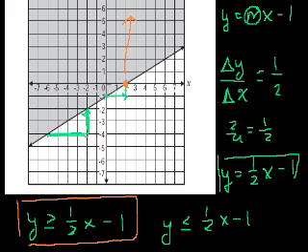And a very easy way to eyeball it is, okay, they're including the line, so I'm going to have the equal to. It's going to either be greater than or equal to, or less than or equal to. And since it's the area above the line, it's going to be greater than or equal to. And that is choice D. Choice D. Next problem, problem 25.